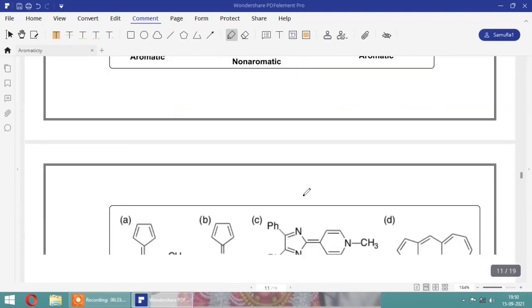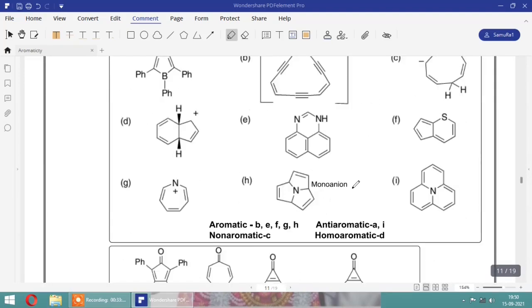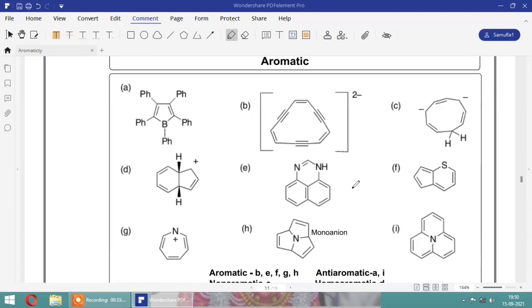Here these compounds A, B, C, D, these compounds are aromatic. Here, see here, compound B is aromatic. Compound E, this is aromatic because of conjugate delocalization of bonds. Here this is aromatic because sulfur has sp2 hybridized orbital. Here it is aromatic. This is aromatic.